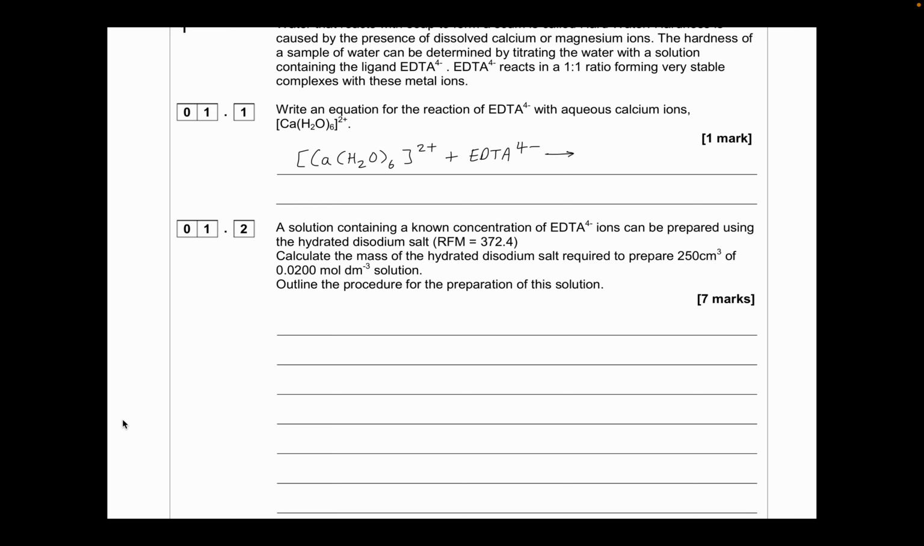Plus the reaction of that, and then a ligand substitution. The 6 H2Os are going to get replaced. So in this case, it's going to become Ca(EDTA) 2- plus 6 H2O. This is going to be your answer for about 1 mark. So what's happened here is that you've reacted the aqueous calcium ions with the EDTA ligand, and a ligand substitution happened, releasing 6 water molecules. Okay, let's move on to the next question.